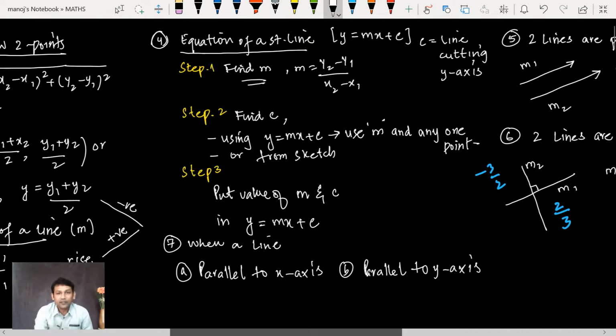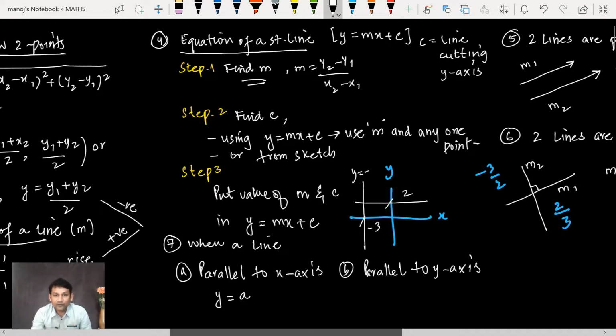What's the answer? Parallel to the x-axis means, here this is the x-axis and this is the y-axis, and your graph line is parallel to the x-axis. If this is 2, what will you write? y equals 2, so you can write it like A. So when a line is parallel to the x-axis, you will write y equals something, and when a line is parallel to the y-axis, like this is -3, you will write x equals -3, and this is y equals 2.